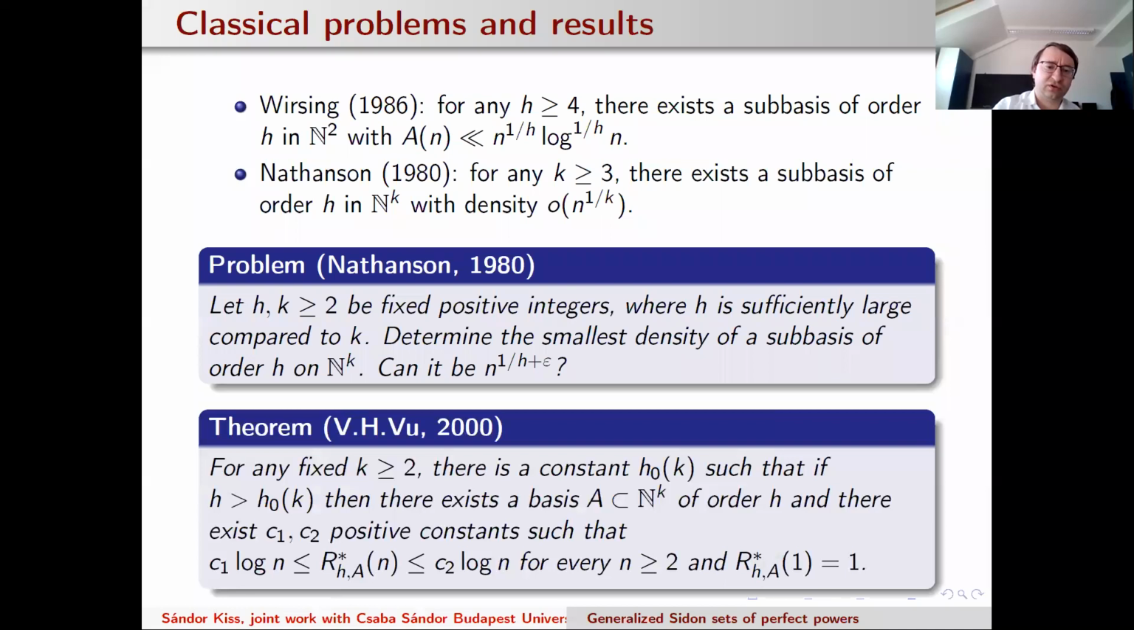And 20 years later, Wu affirmatively answered Nathanson's question. Wu proved the existence of a basis formed by k powers of order h, such that the representation function is small. So he constructed a thin basis where the representation function is positive but small. And as a corollary, he got that the basis he constructed has a small density.